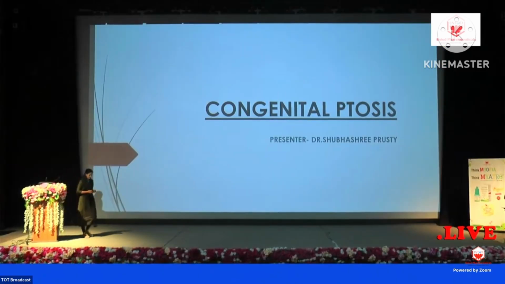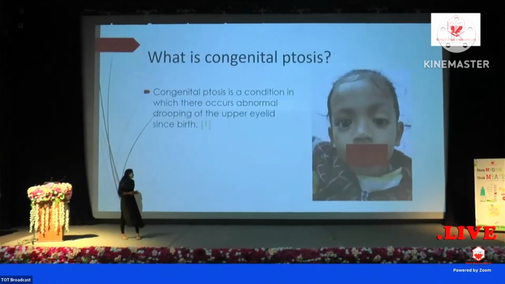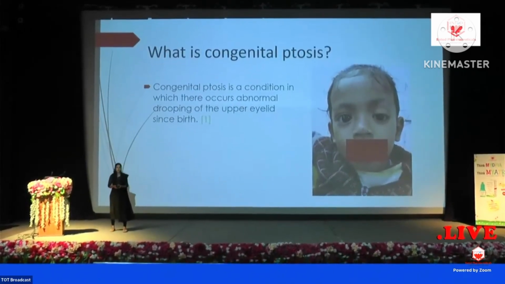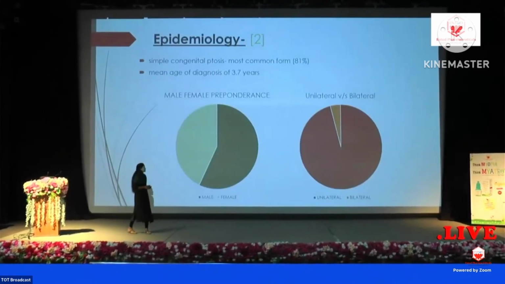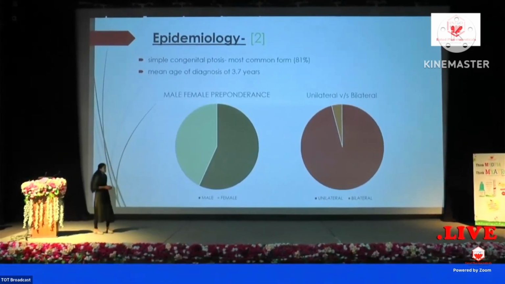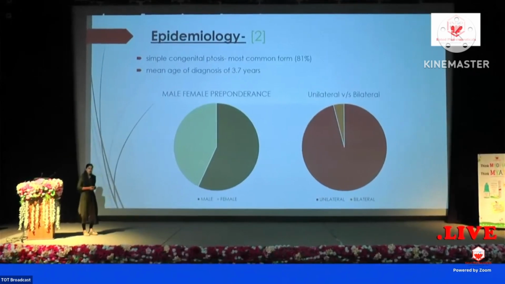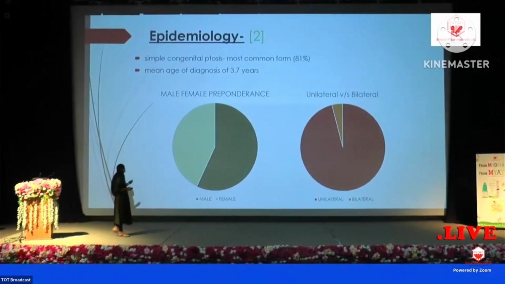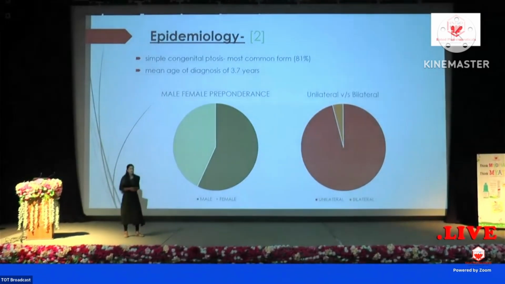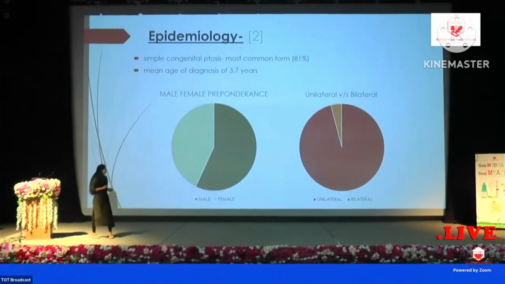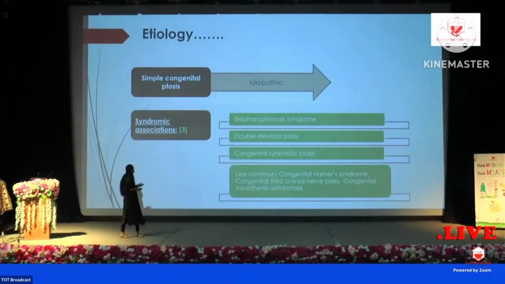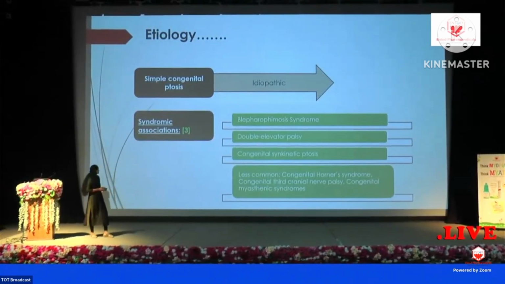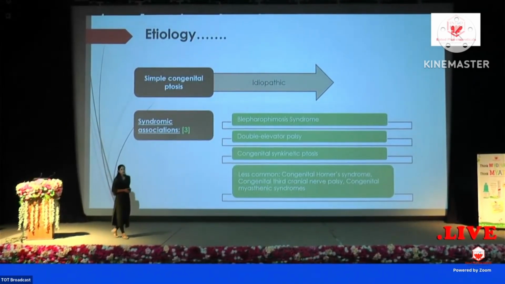Good morning, everyone. So, when a patient comes to our OPD with abnormal drooping of upper eyelid, that is when we say a case of congenital ptosis. Literature states that simple congenital ptosis is the most common form with mean age of presentation of 2.7 years. There's a slight bit of male predominance here.